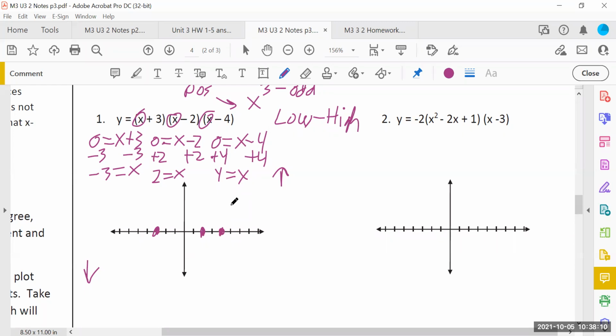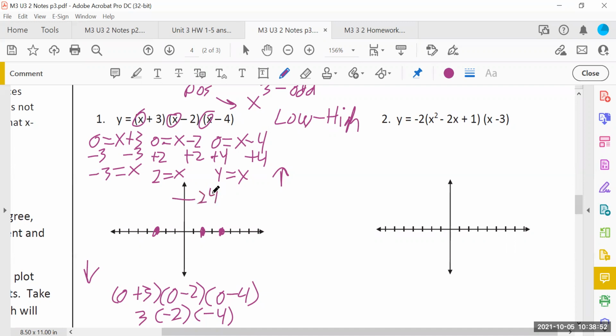Now I need the y-intercept. I'm going to do the work down here at the bottom. 0 plus 3 times 0 minus 2 times 0 minus 4. Essentially 3 times -2 times -4. 3 times -2 times -4 is going to be 24, right? Yeah. Notice how the y-axis isn't labeled. That was on purpose because there's no way for us to put 24 marks on there. So you just make a mark in the positive section and say that right there is 24.